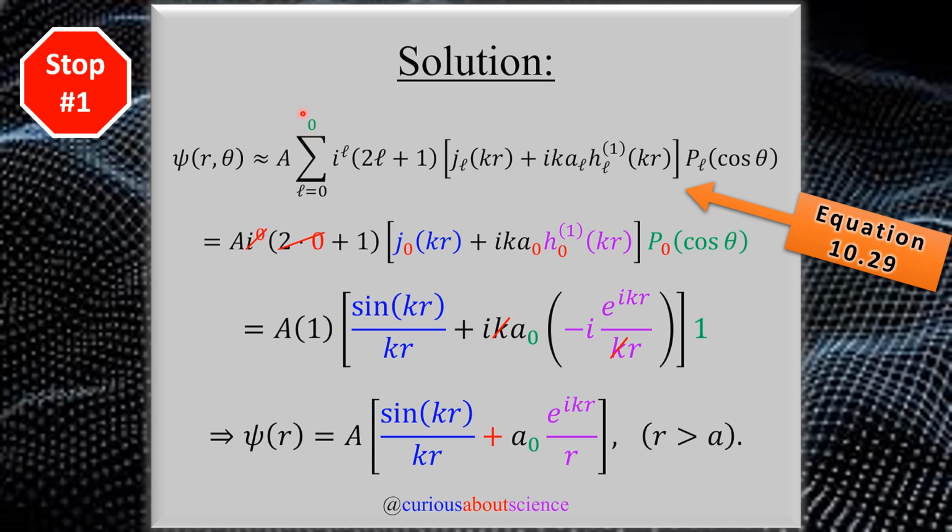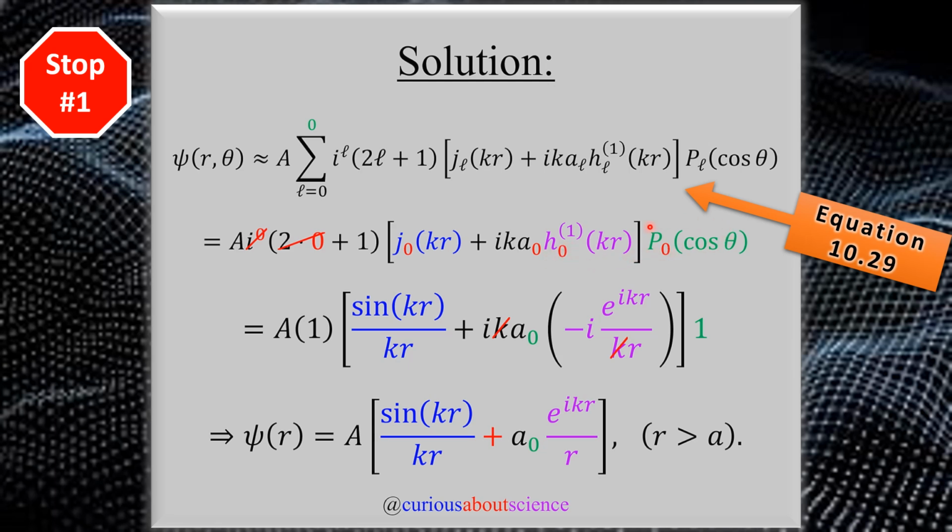Since we're summing to 0, all we have is one term. If we plug in zeros everywhere, where you can see in the red, i to the 0 gives us 1, 2 times 0 gives us 0, so then we end up with a plus 1 here, no big deal. We have j0, h0 with the 1 up here, and P0. The j0 is the spherical Bessel function, and in the PDF I include a link to the resource where you can look up these tables. Here's what we call the spherical Hankel function of the first kind, indicated with the 1 up top, 0th order of course, and that's found in table 10.1.